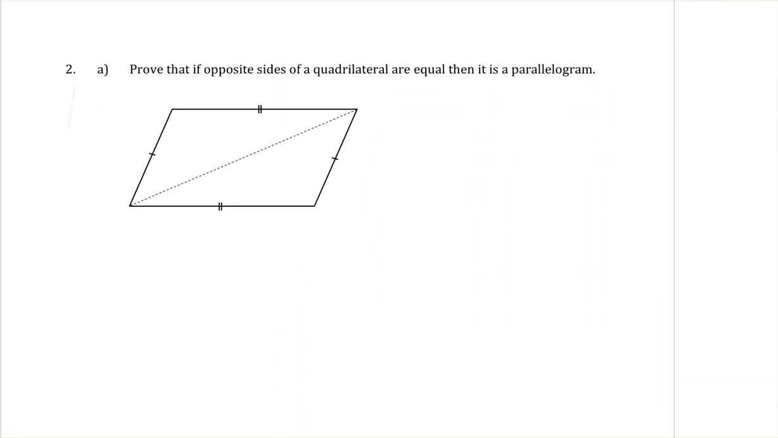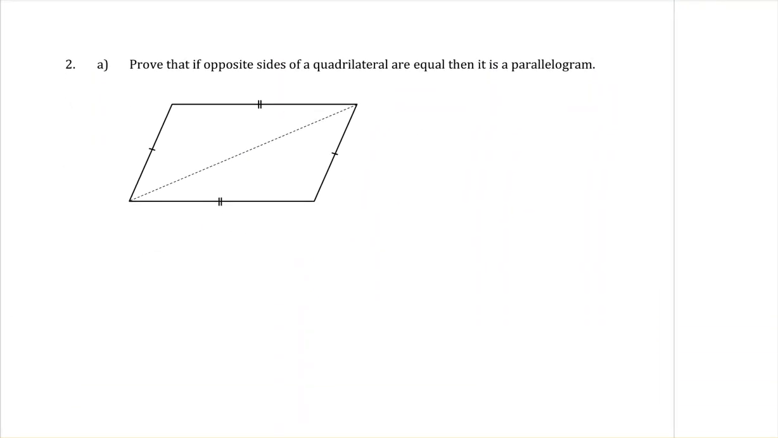Okay, on the next page, question 2. Prove that if opposite sides of a parallelogram are equal, then it is a parallelogram. So the diagram is there for us, and it's got the markings on there to show that the opposite sides are equal. So I'm going to put some letters on here, A, B, C, and D.